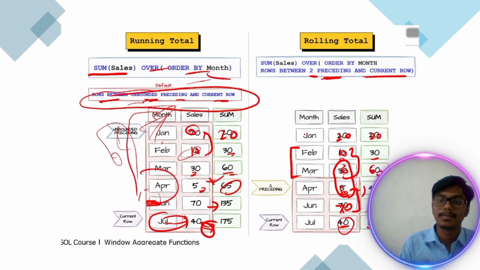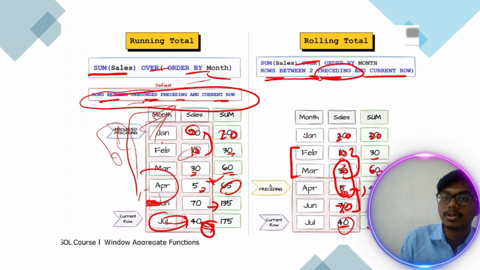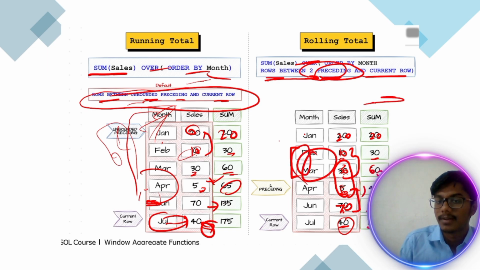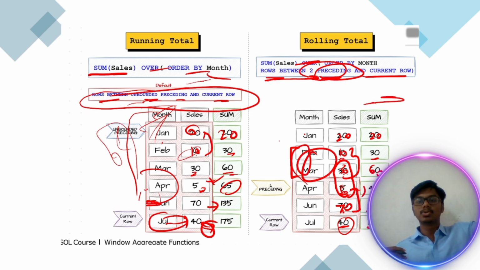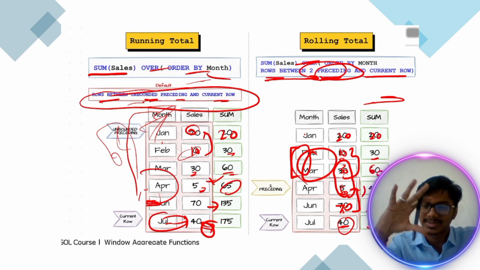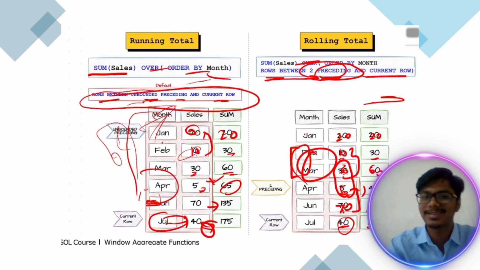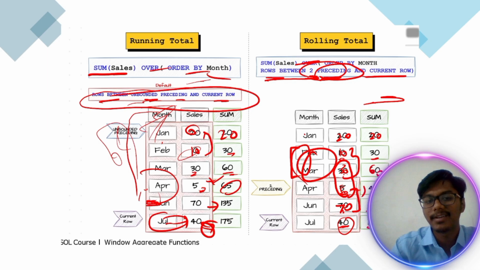That's the main intuition. We give rows between 2 preceding and the current row. 2 preceding means we do the 2 preceding rows only and the current row. That's all about the rolling total. That's all about the running total and the rolling total, guys. Are you aware of the rolling total?